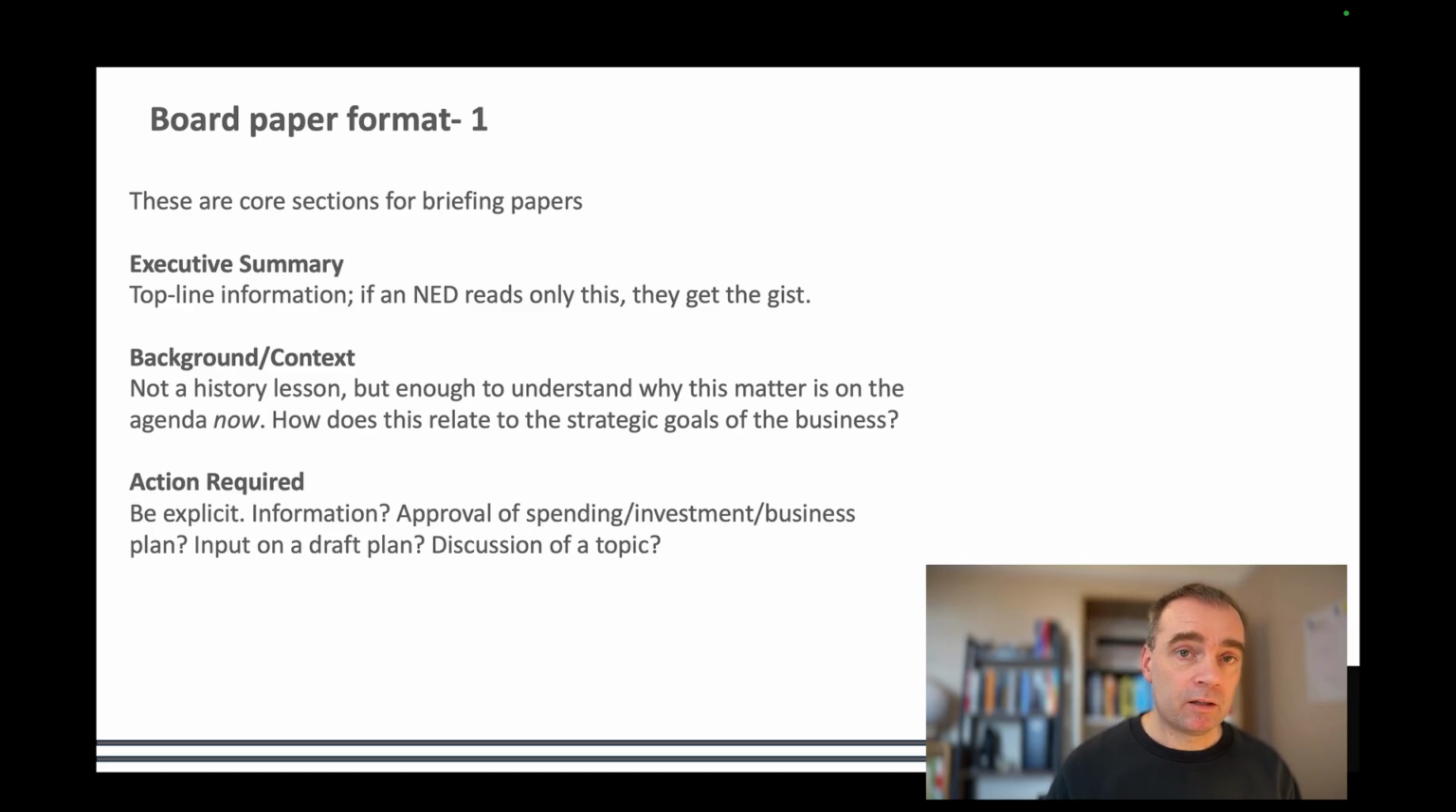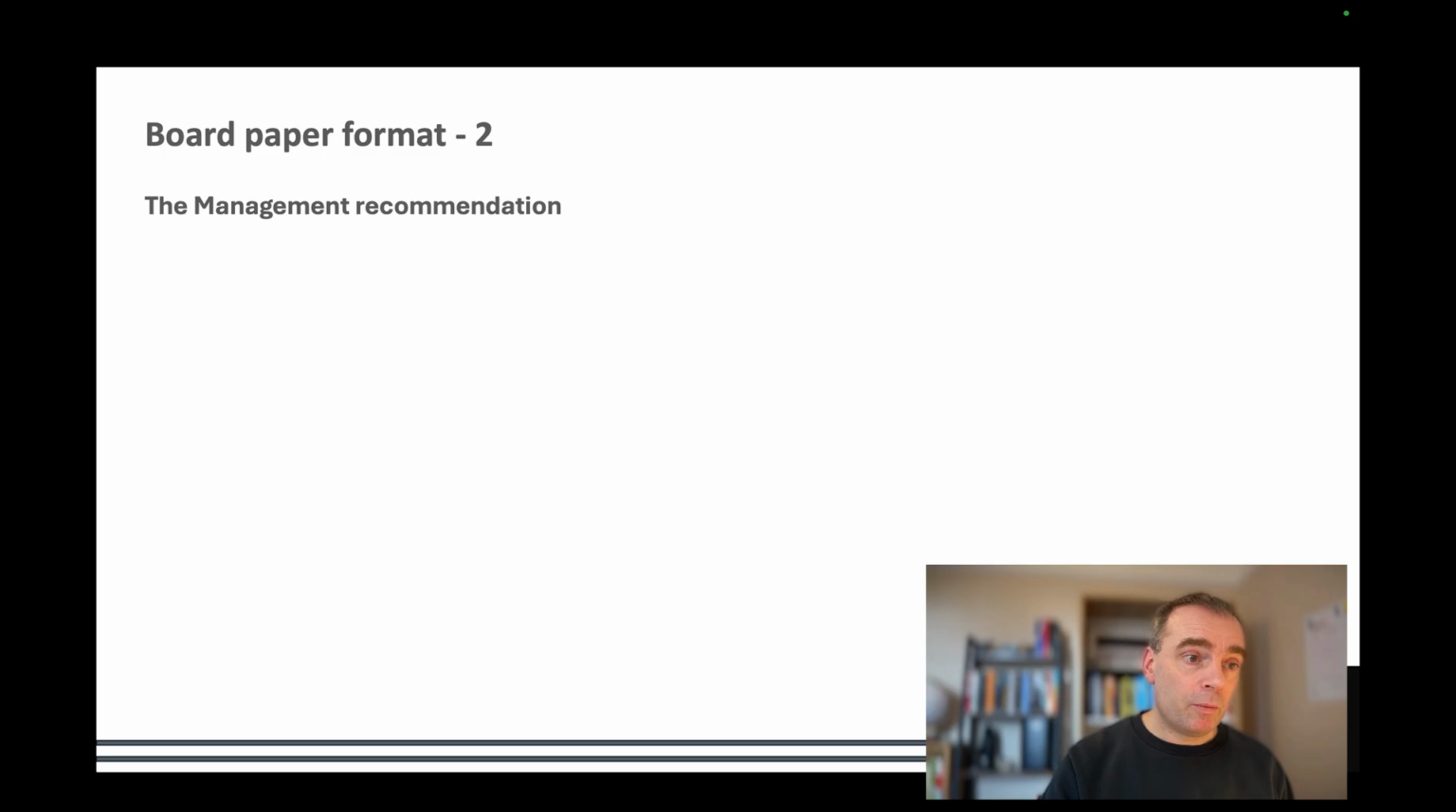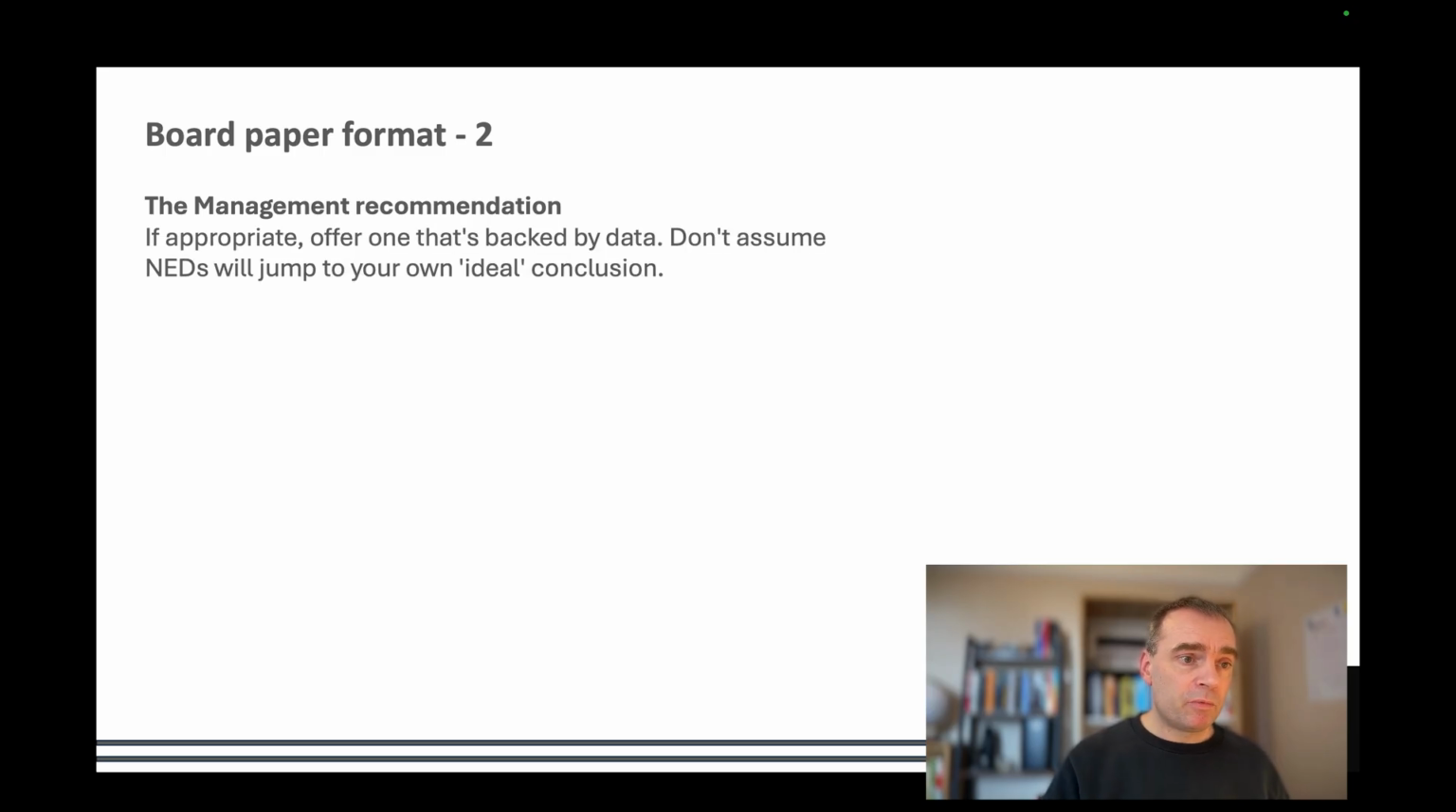What's the action required? Be very explicit about what this topic is going to lead to. Are you simply providing information to the board? Nothing else needed, just you need to know, you need to be aware. Are you asking for an approval of spending, of investment, a business plan, a decision? Be clear. I need this. This is why this is on the agenda. Do you need input on a draft plan? Do you just want to discuss it? It's more than just telling you, I want your input, but we don't need to make a decision on it right now.